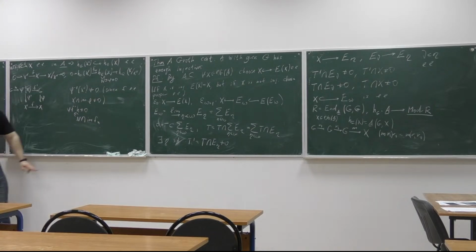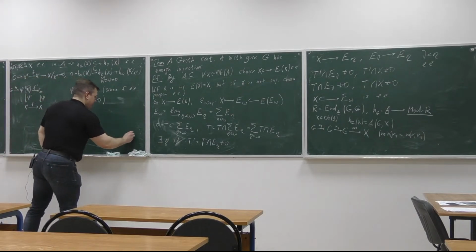And why is this in the image of the f lower star? Well, this is because this square is commutative. So I have this map. I can as well think about this as this map, but this is precisely a map from the G to the x prime composition with the f, which is exactly the application of the f lower star. So this intersection is not zero.